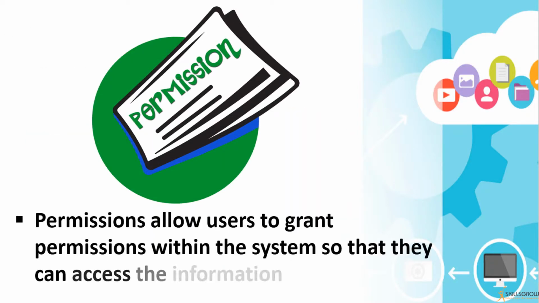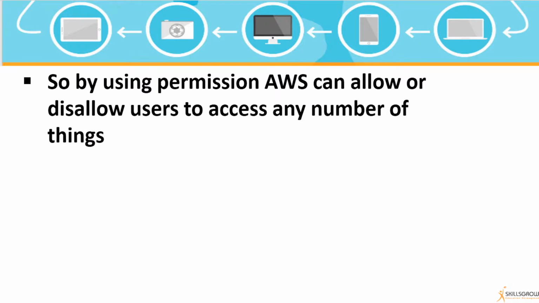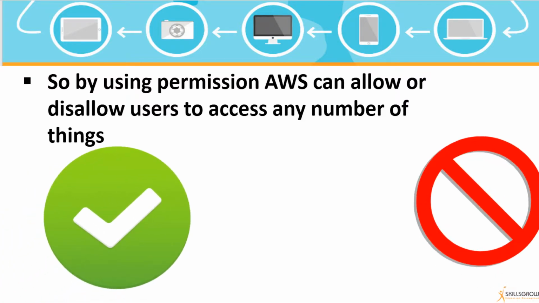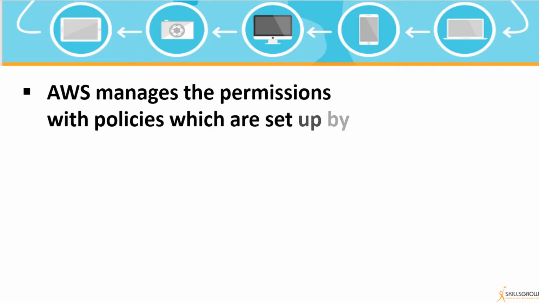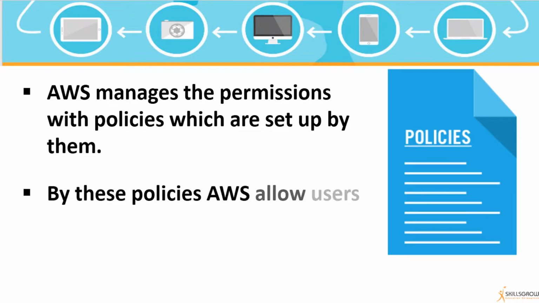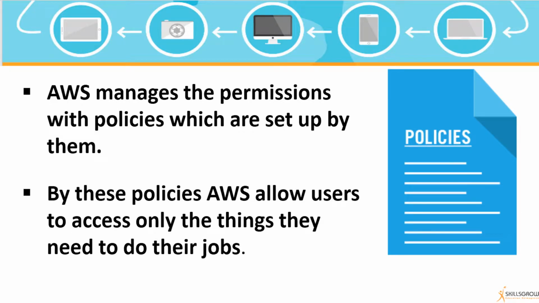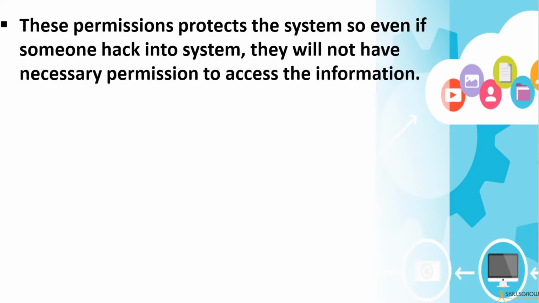Permissions allow the users to grant permissions within the system so that they can access the information they need. So by using permissions, Amazon Web Services can allow or disallow users to access any number of things. Amazon Web Services manages the permissions with policies which are set up by them. By these policies, Amazon Web Services allows users to access only the things they need to do their jobs. These permissions protect the system, so even if someone hacks into the system, they will not have the necessary permission to access the information.